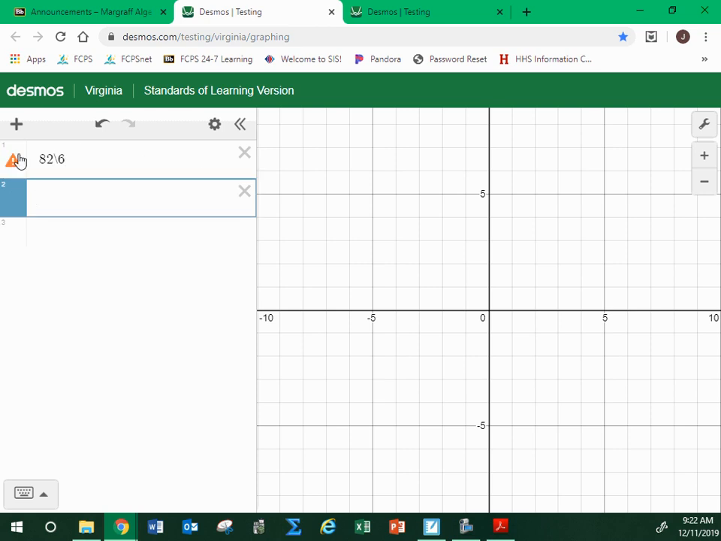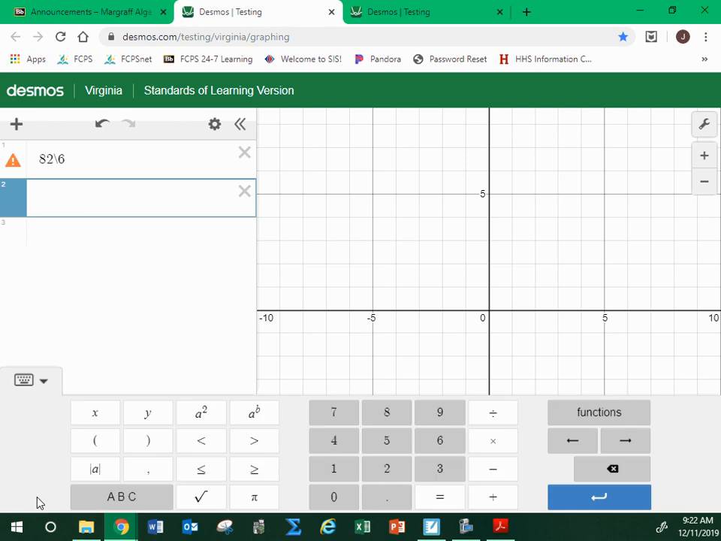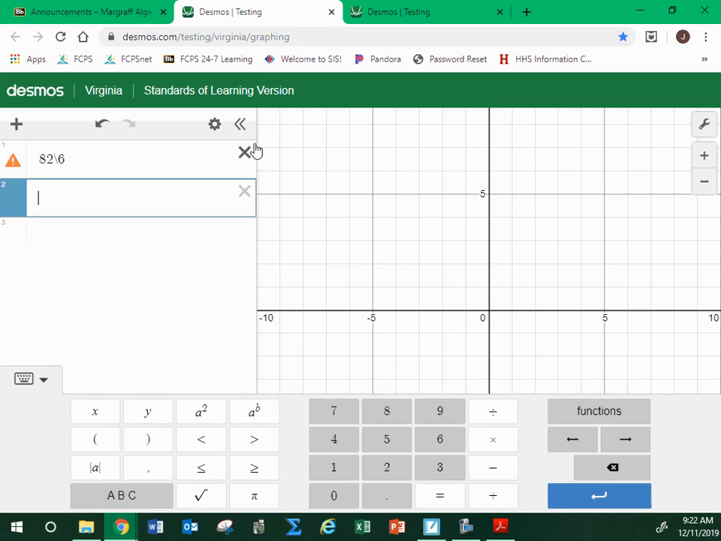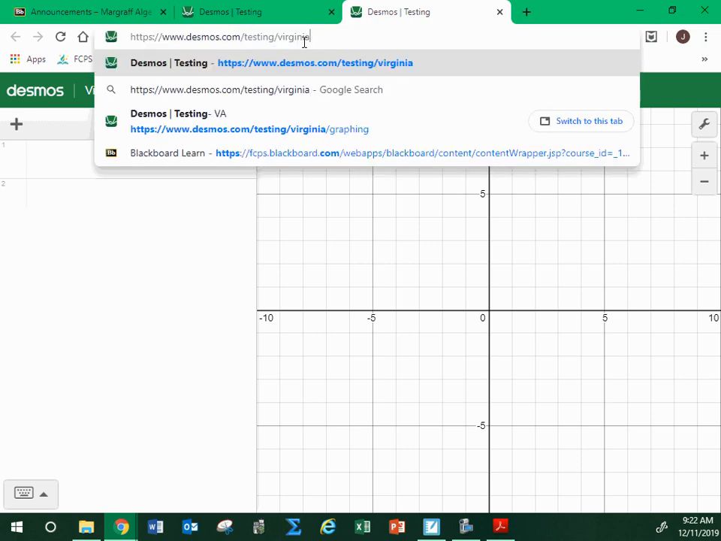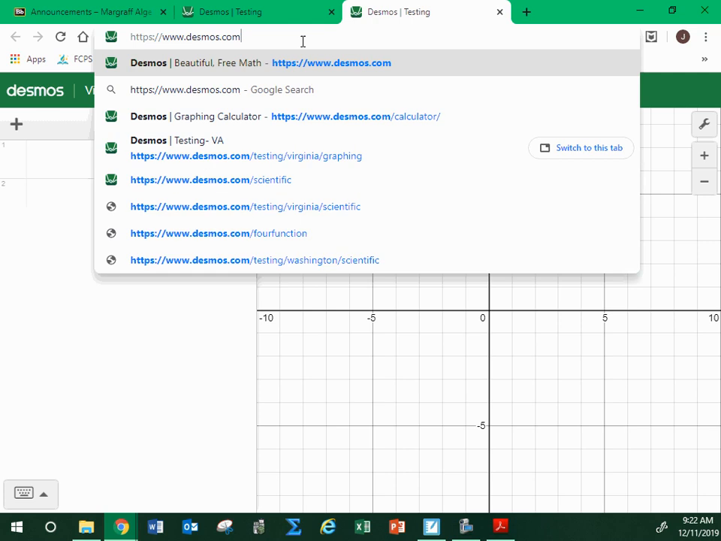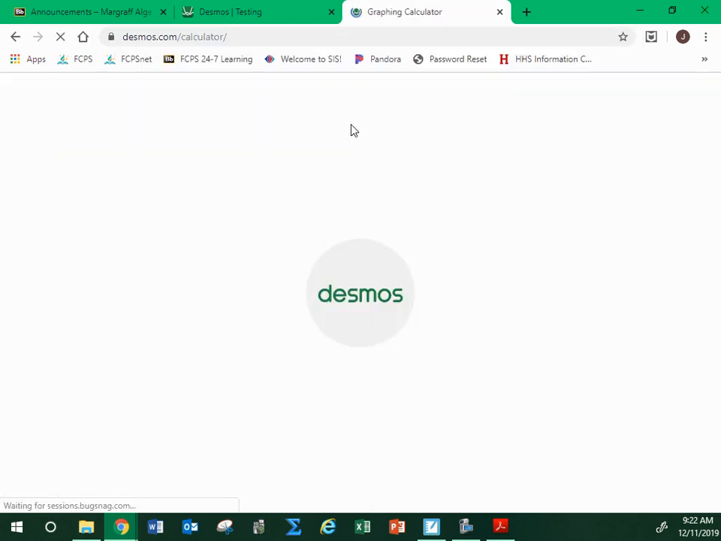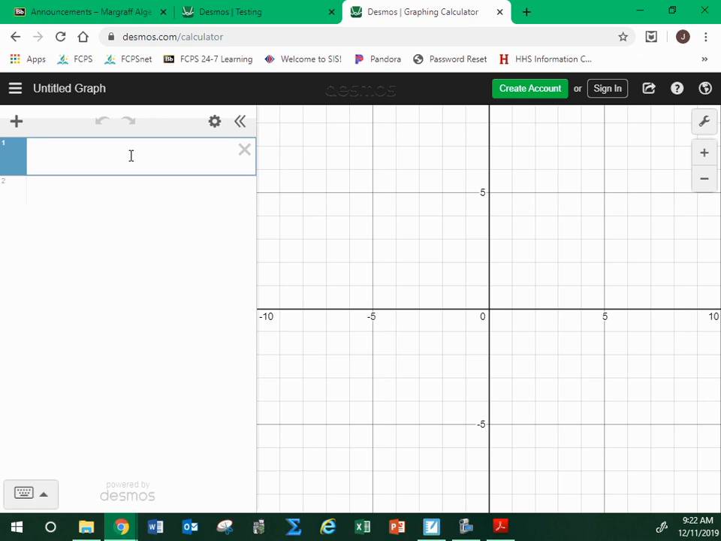Oh, hold on. Sorry, we're in the graphing calculator one. We don't want the graphing calculator one for that. For just the regular calculator, go to desmos.com/calculator, and that allows you to do just regular calculations, 82 divided by 6. And so you can use it as a regular calculator as well.